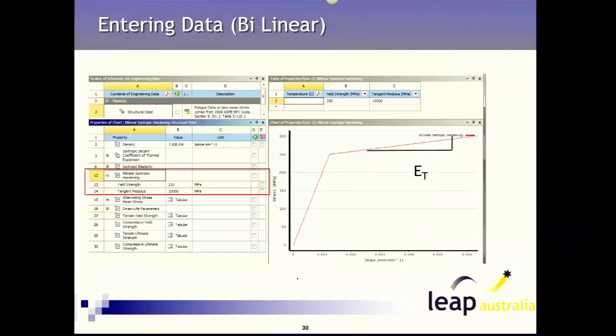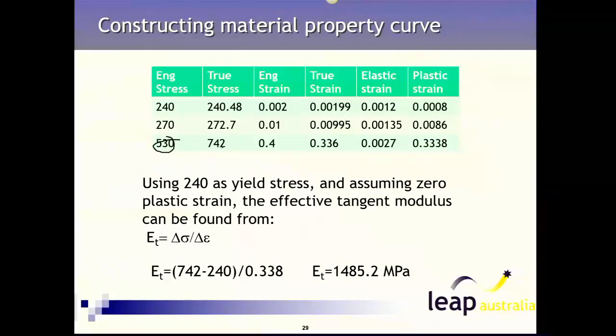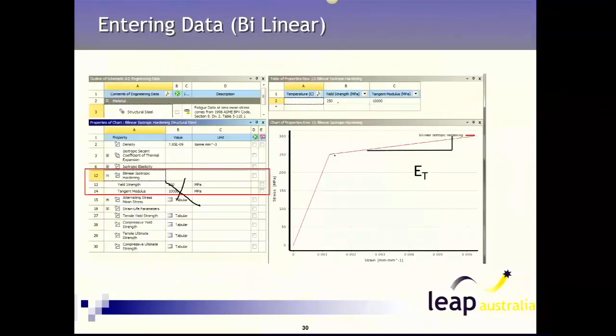So when we input that into the software, ignore these numbers here for the moment, this is just for illustration. So you put in your yield stress, which in that case would have been 240, and then our tangent modulus is our 1485. And then when it draws the two curves, it basically draws two slopes. So this is to give you a feel for the relative slope of these two curves. So you obviously want the tangent modulus to be less than the elastic modulus.